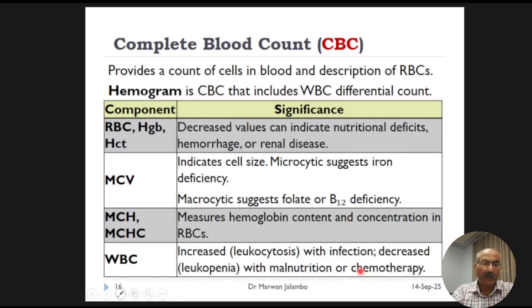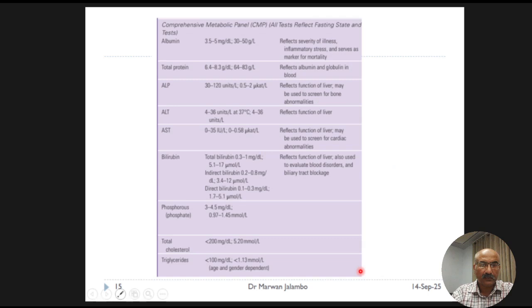Here are the liver function tests, the panel that includes several liver enzymes, ALP, ALT and AST. Elevated levels of these enzymes can indicate liver injury or disease. And finally, bilirubin is measured, which is useful for evaluating liver function and can also indicate blood disorders or biliary tract blockage.